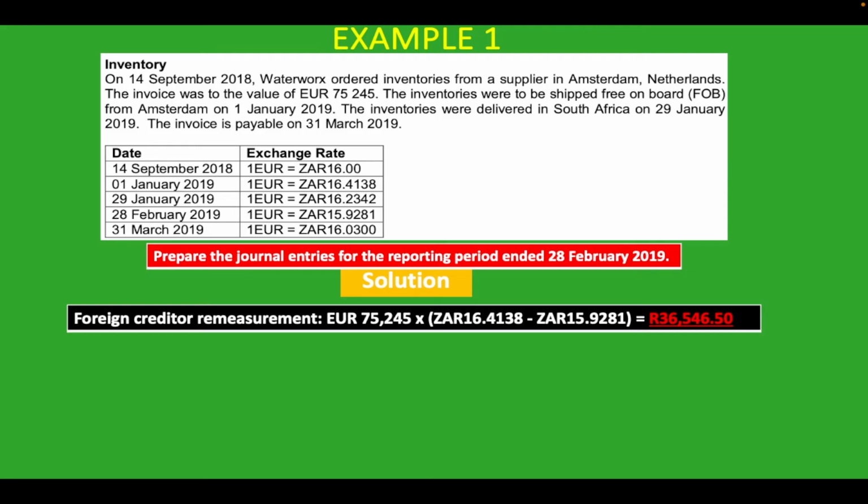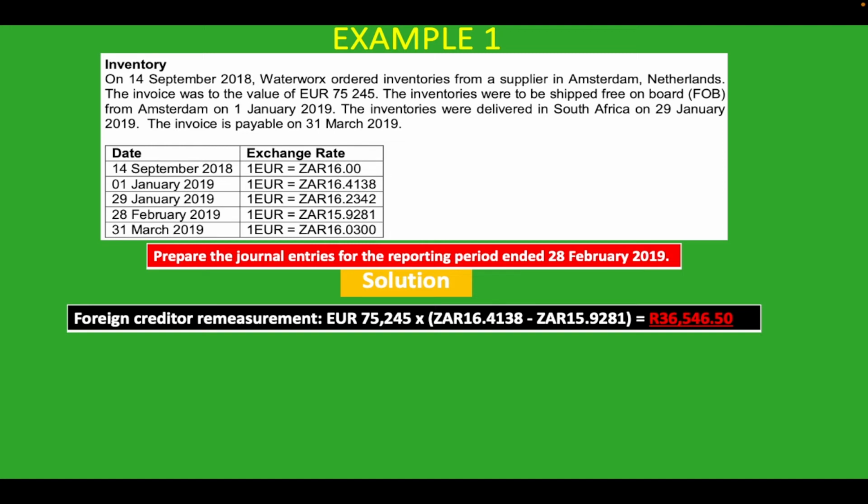We didn't have to do this calculation to figure out that it's a foreign exchange gain. Like I mentioned, if the previous spot rate at the date of recording the entry was higher than the spot rate at year end, then we have a foreign exchange gain. If the opposite is true, then we have a foreign exchange loss. That's why I like to put it in brackets like this, to put the previous amount minus the current one, and it will give me either a negative or a positive. If it's a negative, it's a foreign exchange loss. If it's a positive, it's a foreign exchange gain.